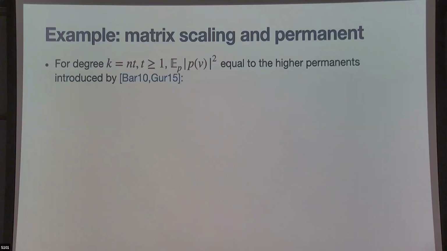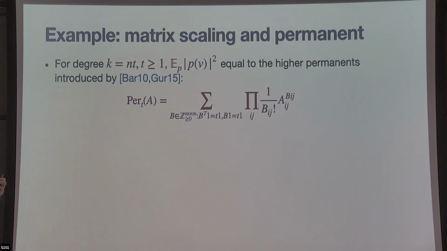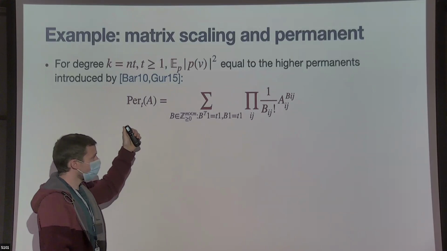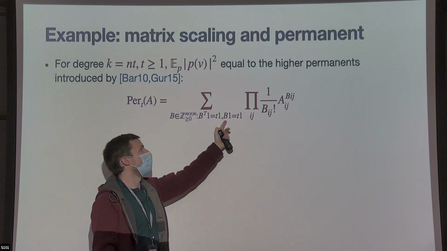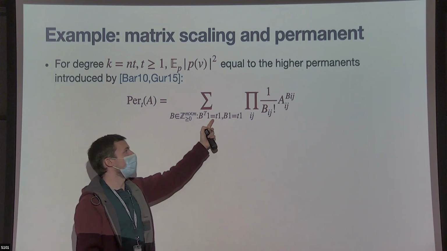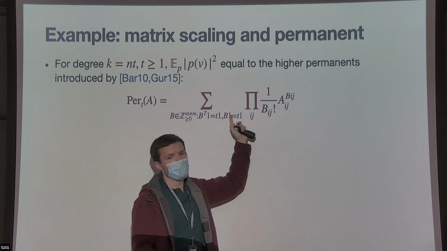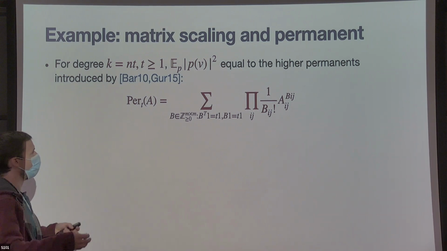So what does our result end up saying about the matrix scaling being permanent? Well, because our result is asymptotic in the degree, it doesn't really say anything about the permanent only, but it does talk about these higher permanents. So I'll define these. What you do is you sum over all integer matrices with row and column sums T. So if you take T equals one, that's just the permutation matrices. And then this would just be the permanent. But if you get higher T's, then you are summing over more and more matrices. And then you have to normalize this way for whatever reason.